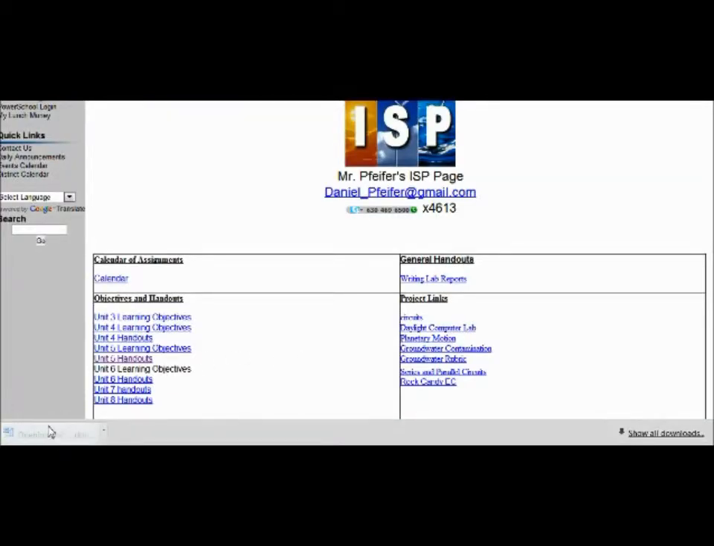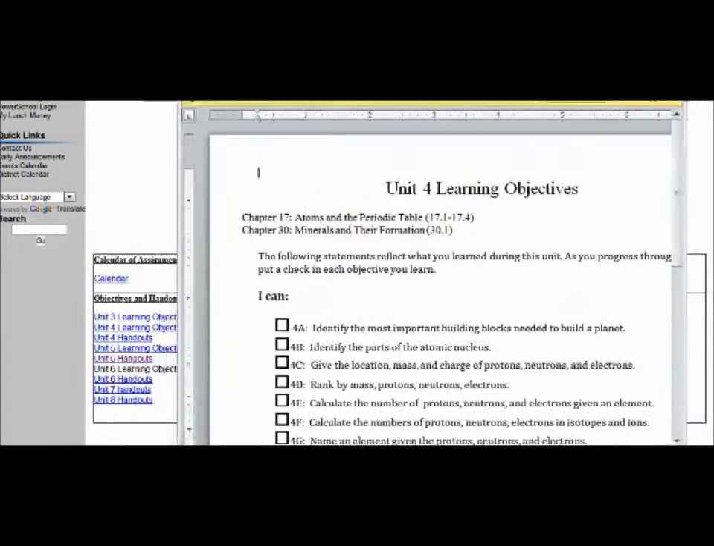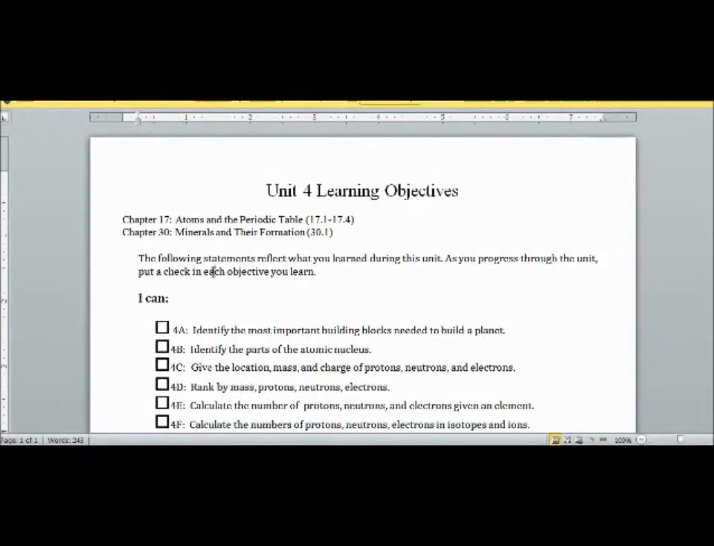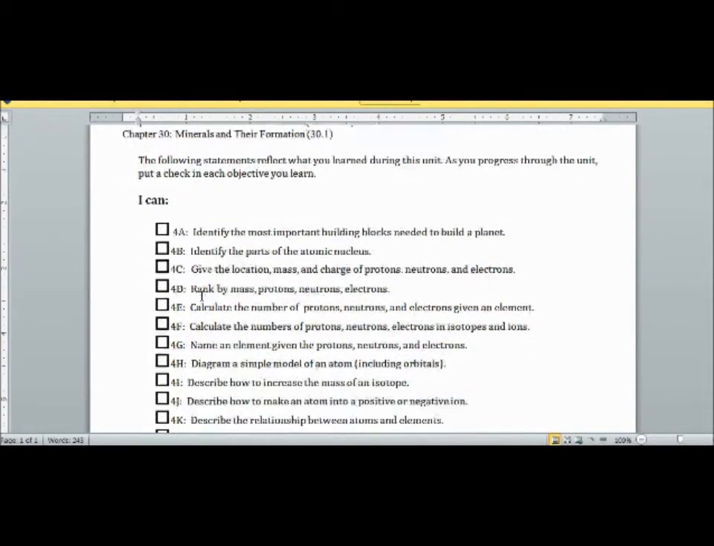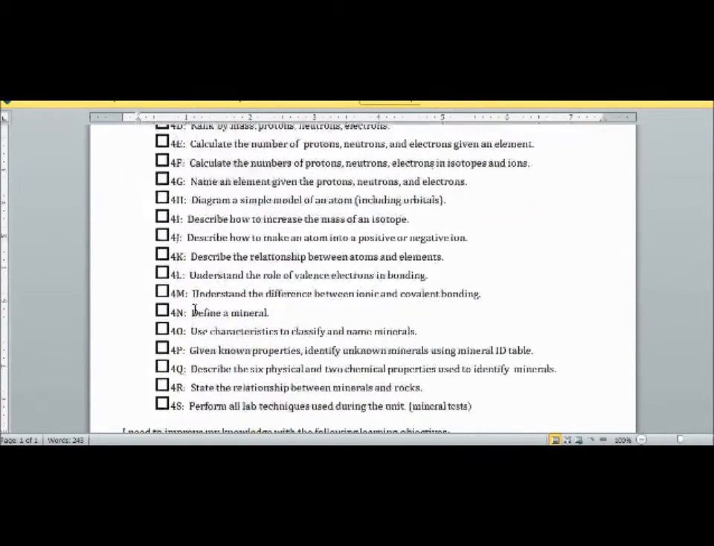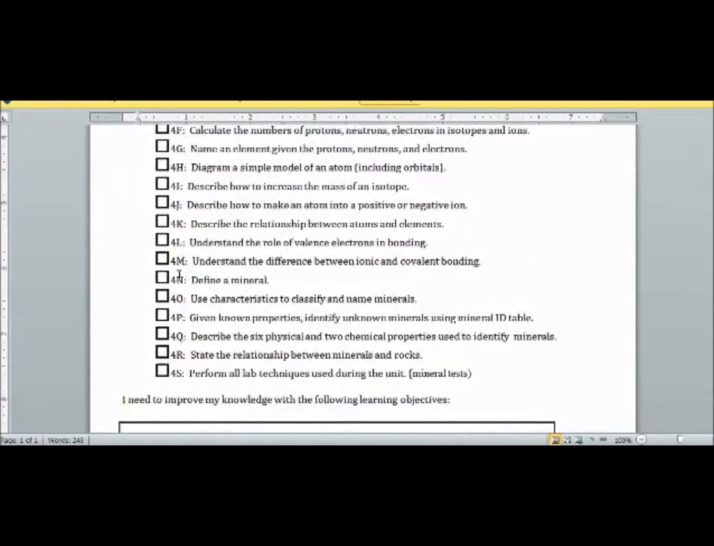Here, I'll just click on one to show you what that would look like. Alright, Unit 4 learning objectives. There you go. And I generally have these written as I can statements in which students can check off as we go through the unit. I'd like to see these reduced to just a few core concepts as I move forward in education.